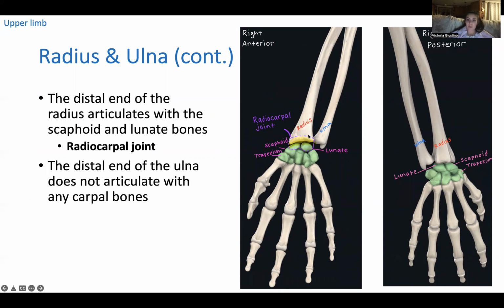Your radius is going to articulate with the scaphoid and the lunate carpal bones, and it's going to form a condyloid joint. So you're going to have flexion, extension, and then also ulnar deviation and radial deviation of the wrist due to the articulation of the distal radius with the scaphoid and lunate bones. And make sure you know that the ulna does not articulate with any carpal bones.